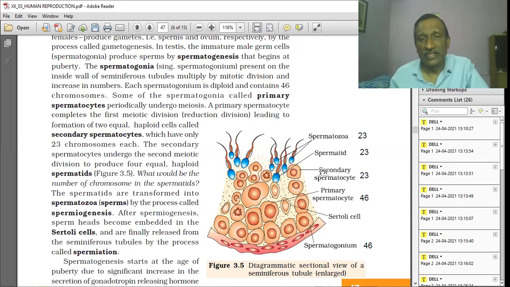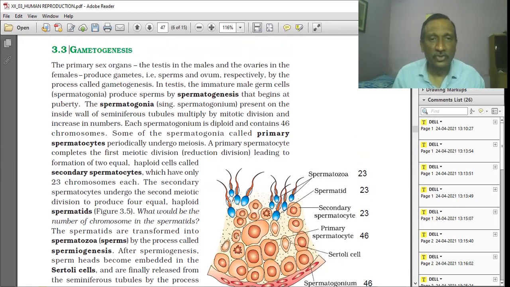Okay, now the second spermatocyte again undergoes the second meiotic division and forms spermatids. See here the 23. I'll just read it, so it will be good for you.